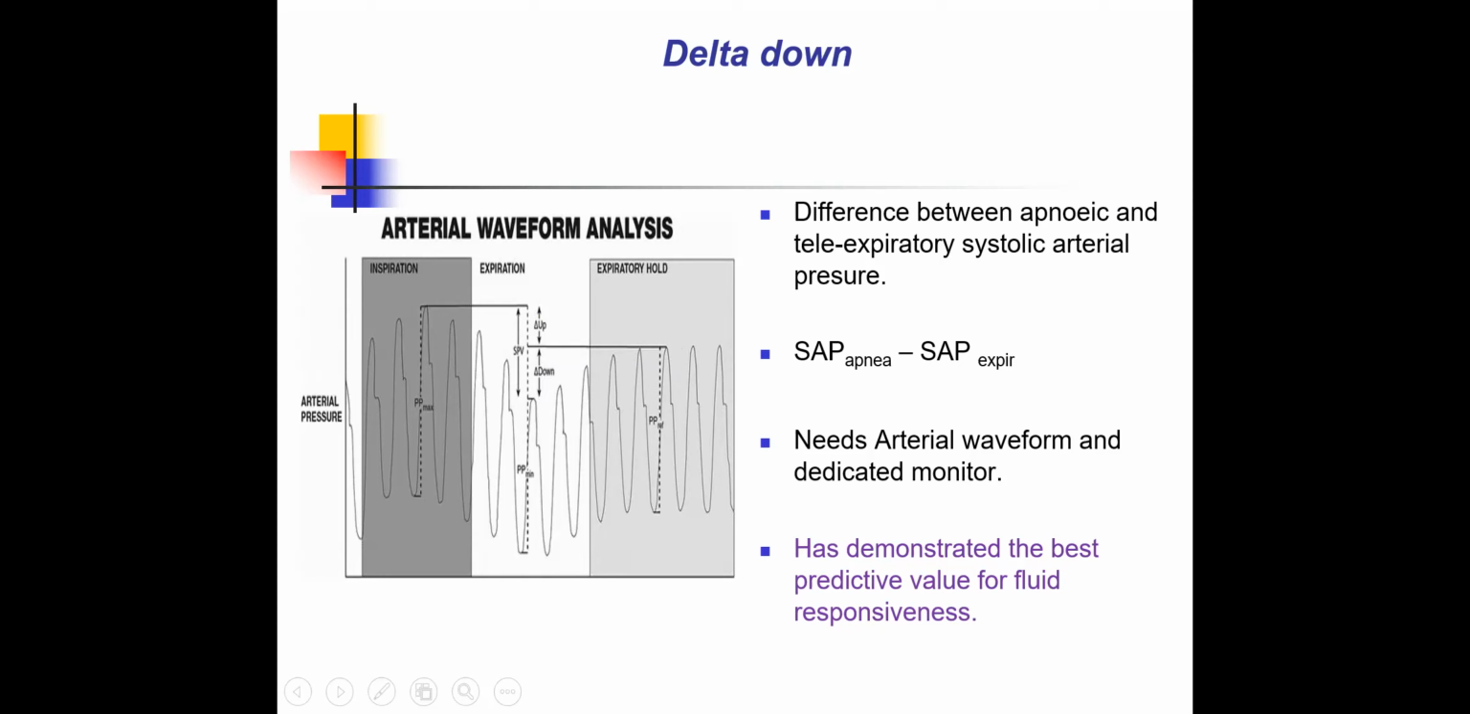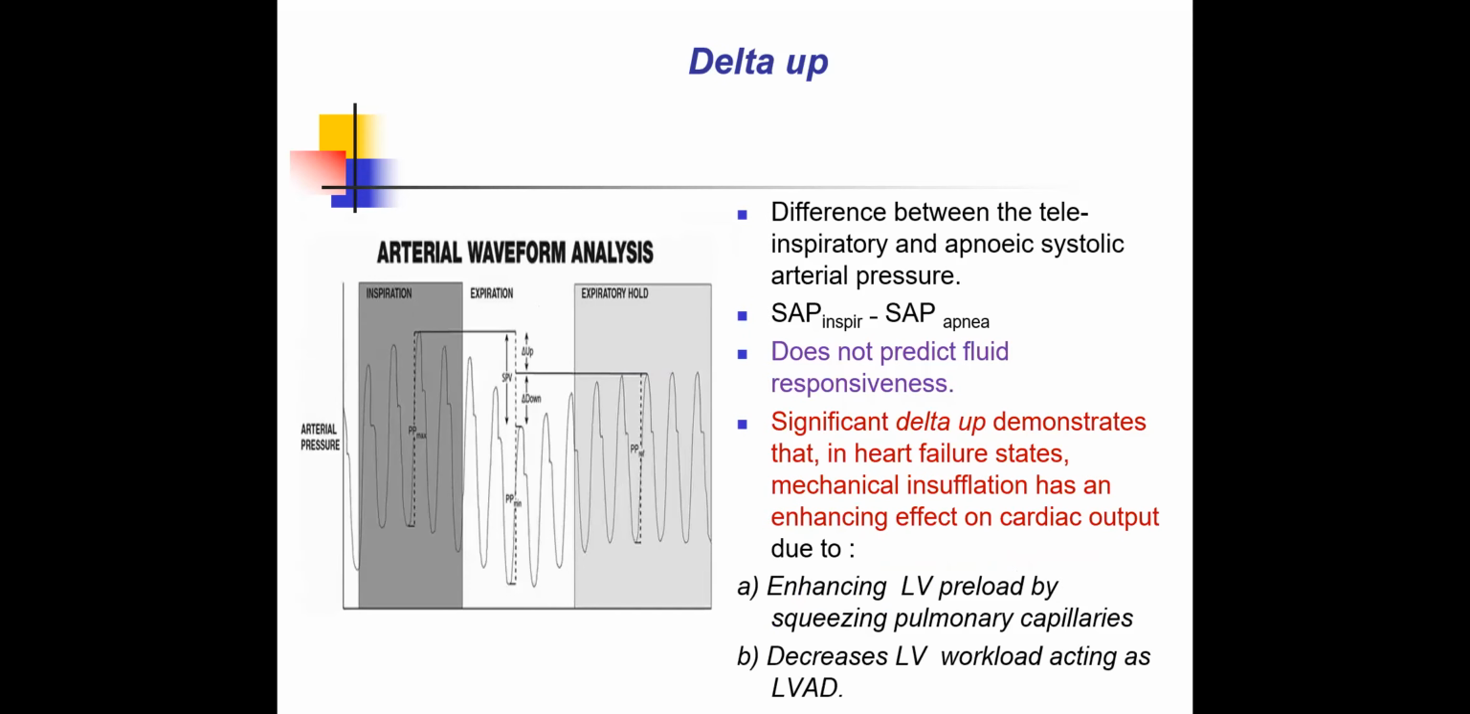It needs an arterial waveform and a dedicated monitor and has demonstrated the best predictive value for fluid responsiveness. Remember this for your MCQs. And in this same chart, we can appreciate the systolic arterial pressure maximum in the inspiration phase minus the systolic arterial pressure of apnea that makes the delta up. So that is the delta up, the difference between SAP inspiration minus SAP apnea.